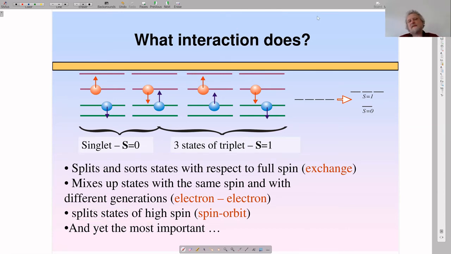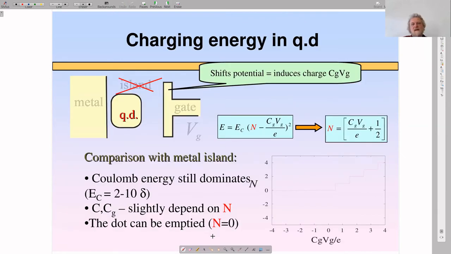So that were small, interesting, important things about interaction, but relatively small, isolated. What is the most important manifestation of interaction is something which we already know. This is charging energy. This is Coulomb blockade. So let us recall the story about Coulomb blockade. Let us apply it to the dot.